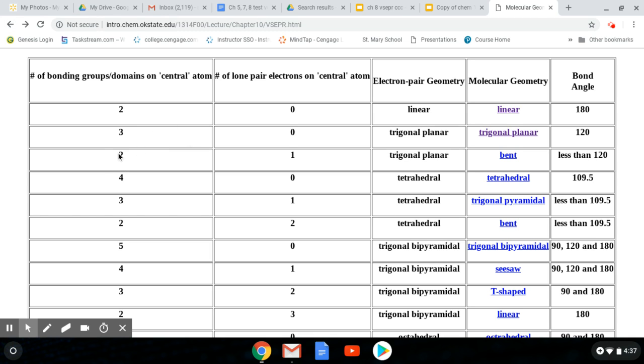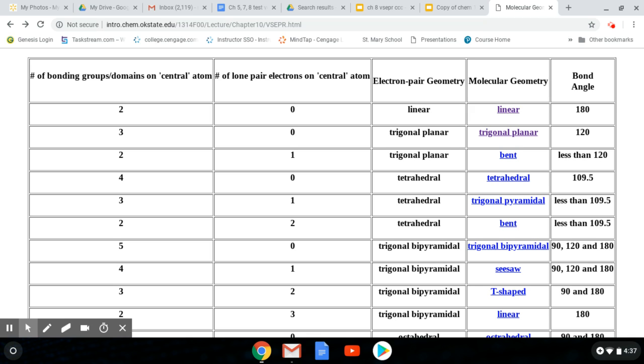What if we have 3 total things around the atom? 2 bonding pairs and 1 lone pair of electrons. We call that trigonal planar bent. Notice that the only difference is that for the trigonal planar molecular geometry, there's 0 lone pairs. For a bent trigonal planar, there's 1 lone pair, but there's still 3 things around it. Notice that the bond angle goes from 120 to less than 120.